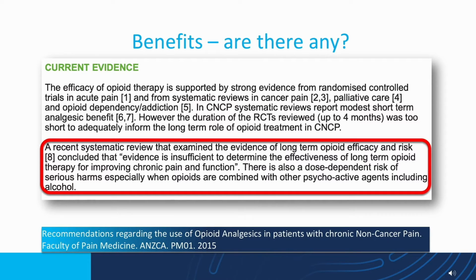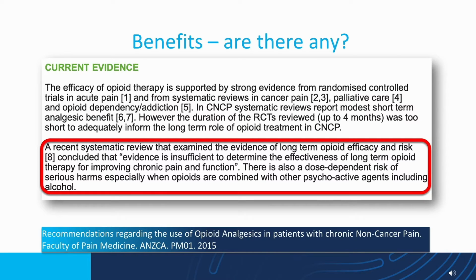So this is from the Faculty of Pain Medicine, that same document I've previously mentioned. The efficacy of opioid therapy is supported by strong evidence from RCTs for acute pain, for cancer pain, palliative care, and as opioid replacement therapy for dependence and addiction. In chronic non-cancer pain, some of the reviews show modest short-term benefit only. Those reviews have only gone for about 4 months, and there's nothing really to give us evidence in the longer term period.